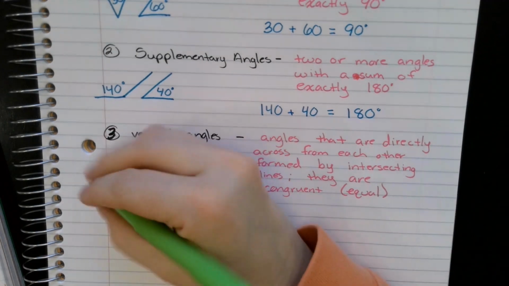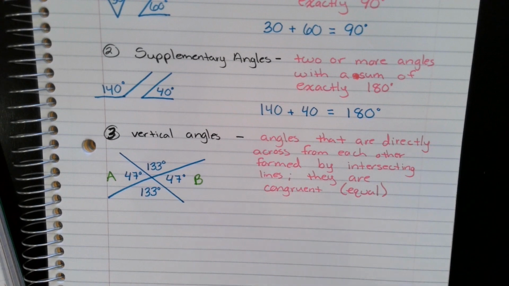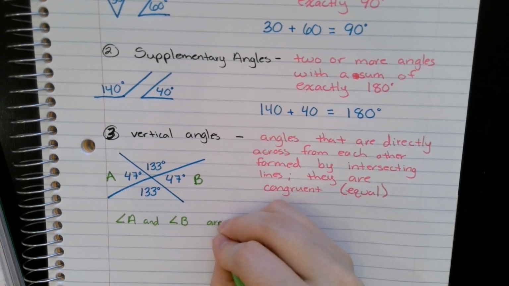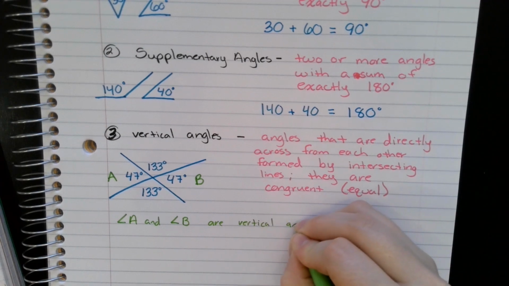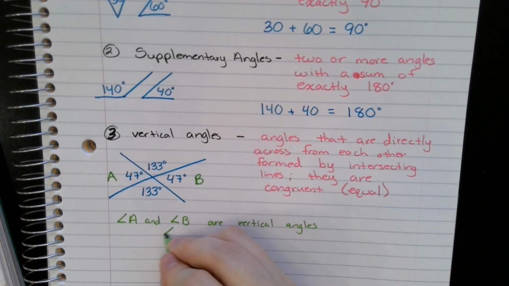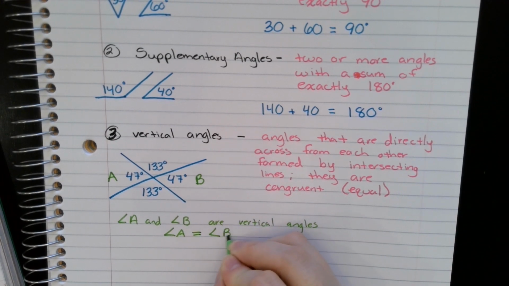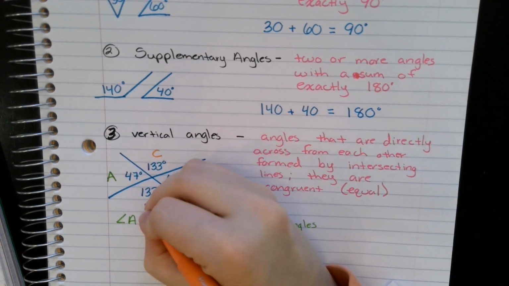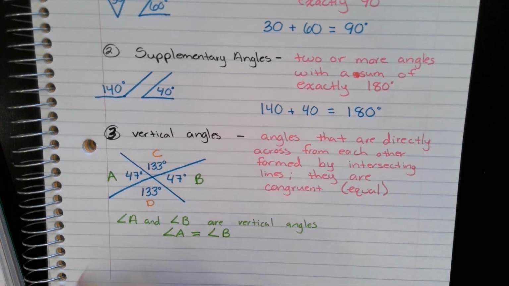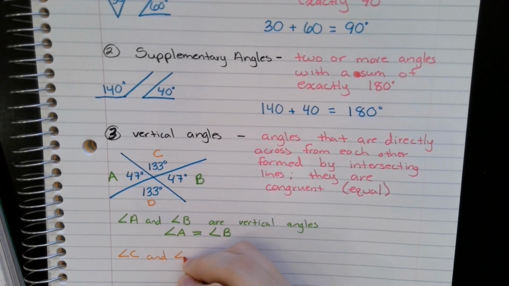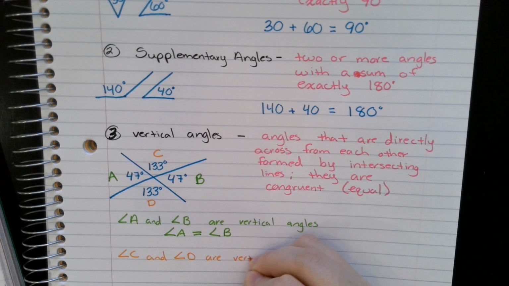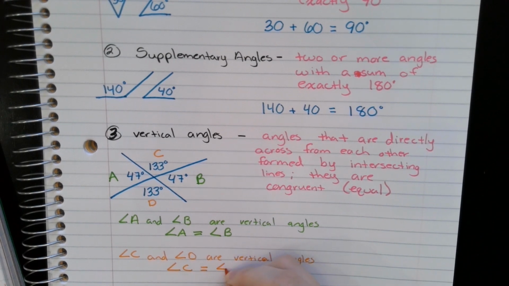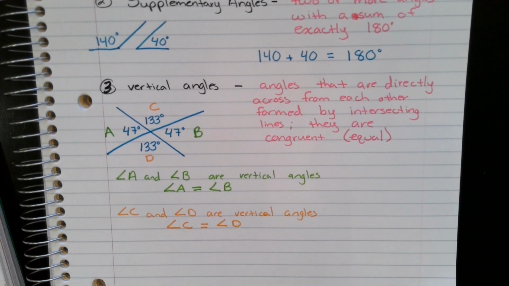So maybe this is angle A and this is angle B. Well, angle A and angle B are vertical angles. So that means that angle A is equal to angle B. And then likewise, maybe this is what I'm going to call angle C, and this one I'll call angle D. It's the same exact idea. Angle C and angle D are vertical angles, so that means they are equal to each other. Angle C will equal angle D because they're congruent to each other.